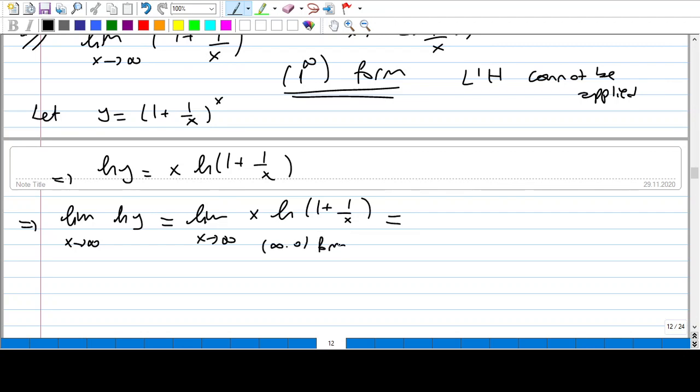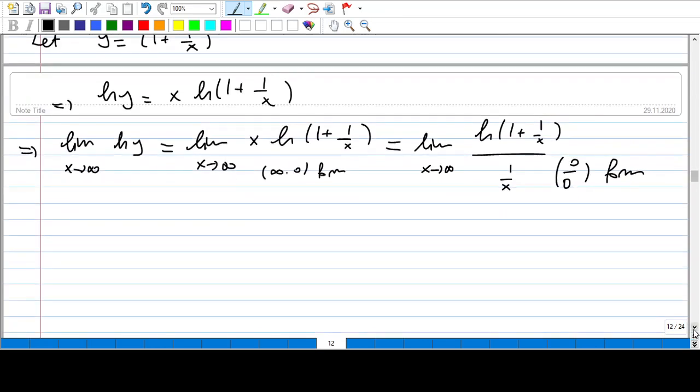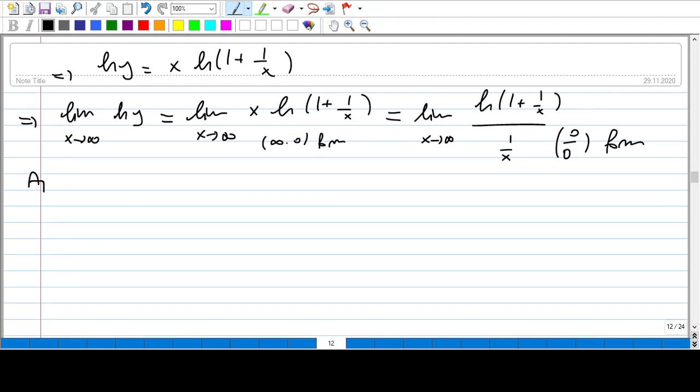But I can change it by reversing x in the following form: ln(1 plus 1 over x) over 1 over x. So what do we get? Now x goes to infinity, of course, so the numerator will be 0 and the denominator will be 0. So this is the 0 over 0 form. Now I can apply L'Hopital.